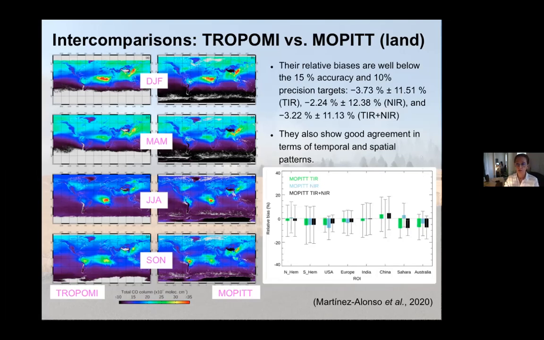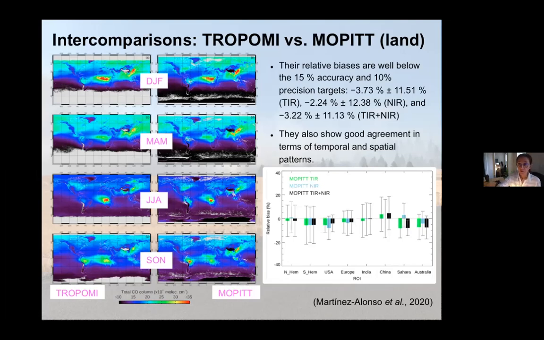And the result indicated that biases between the two instruments are in the order of 3%, more or less. And that's really good, because the target for TROPOMI was a 15% accuracy. And we are showing that they differ by in the order of a couple of percent.